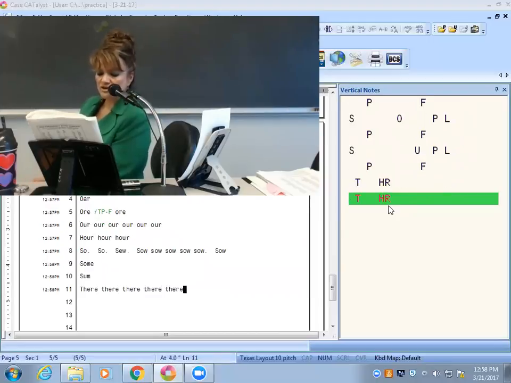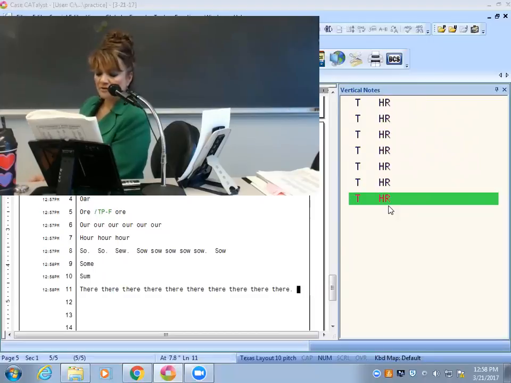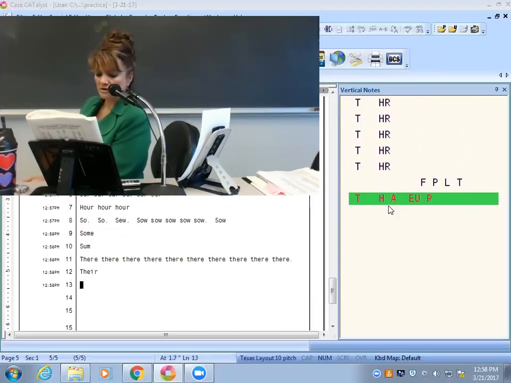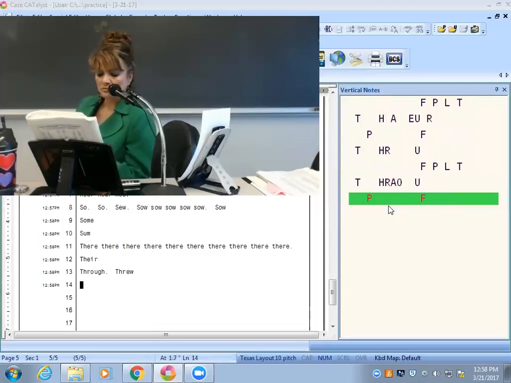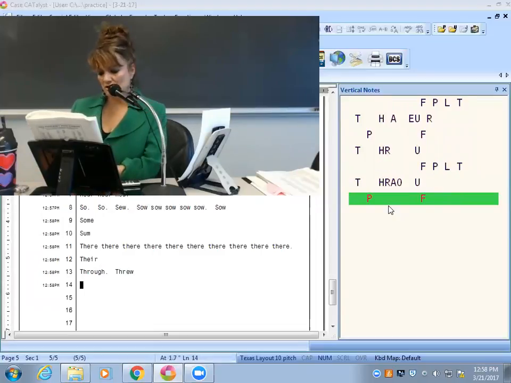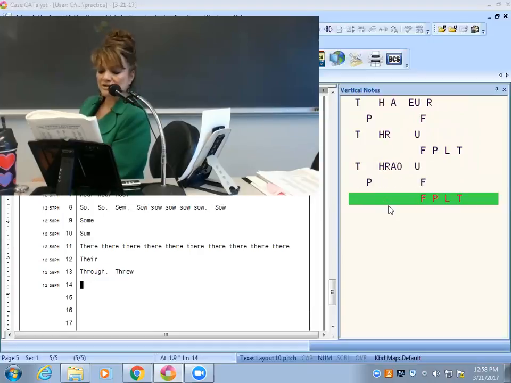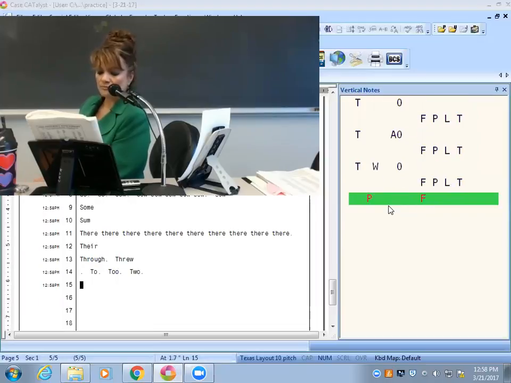There is just T-H-R, go there. There, meaning their house, T-H long A-R. And then you have through, go through there, T-H-R-U. He threw the ball, T-H-R long U. One has a short U, one has the long U. And then the twos are pretty easy. T-O for two, T-A-O for the double O, T-A-O, and then two, the number two, T-W-O.